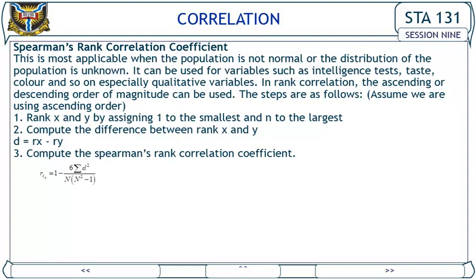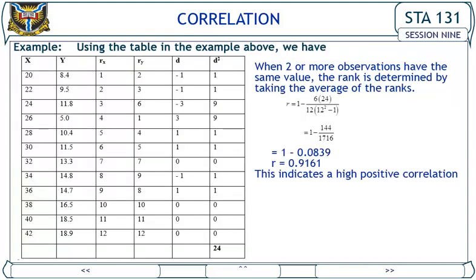1. Rank x and y by assigning 1 to the smallest and n to the largest. 2. Compute the difference between rank x and y. D is equal to Rx minus Ry. 3. Compute the Spearman's rank correlation coefficient. RSP is equal to 1 minus 6 summation d squared over n into bracket n squared minus 1.